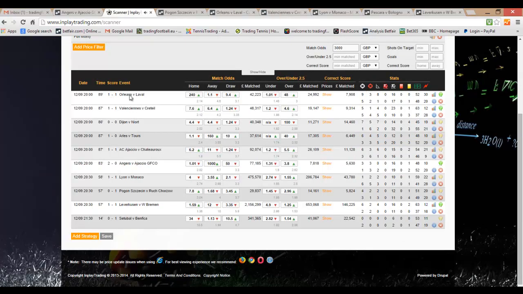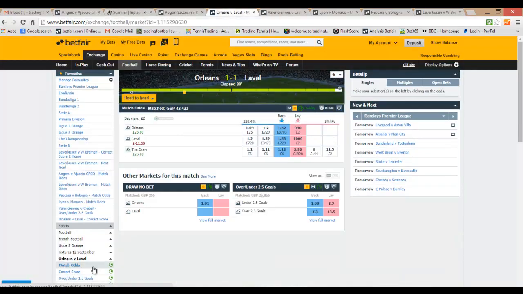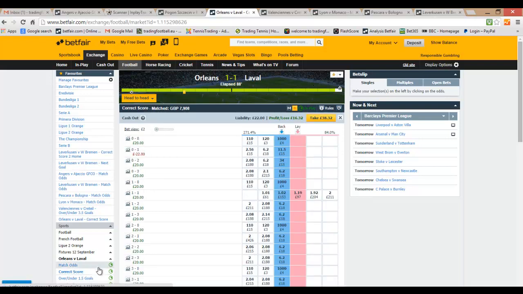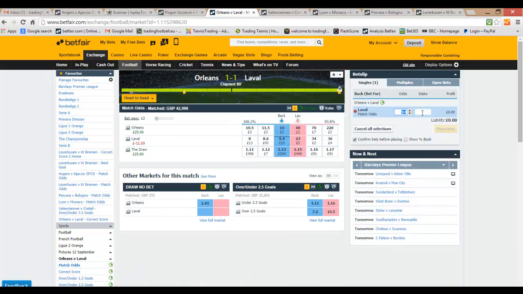And good news is there's our Orléans goal to make it 1-1. The lay of 0-1 comes in, so I've won £20 on the correct score market. We're coming to the final 2 minutes, so the draw price now is at 1.1. What I need to do to cover myself against a very, very late winner by Laval is I need to back them. Let's be careful here.